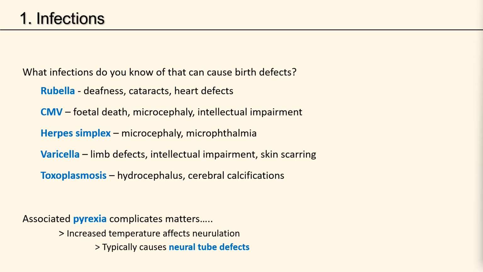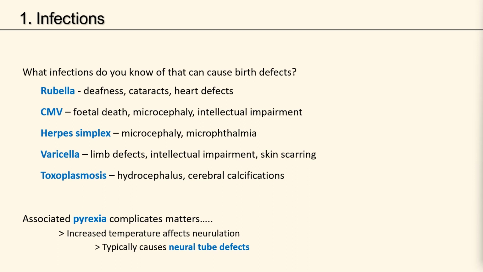Cytomegalovirus can lead to calcium deposits in the neural tissue, which in extreme circumstances can cause fetal death or severe neural impairment, as seen with microcephaly and intellectual impairment. We have the herpes simplex virus. Again, this can cause microcephaly, microptia, microphthalmia, the development of the eye.